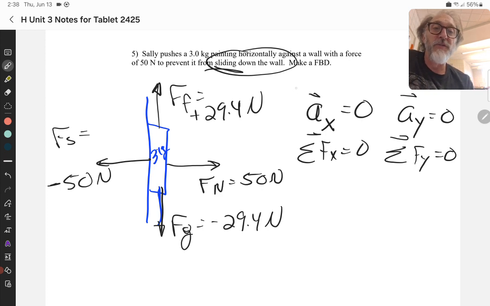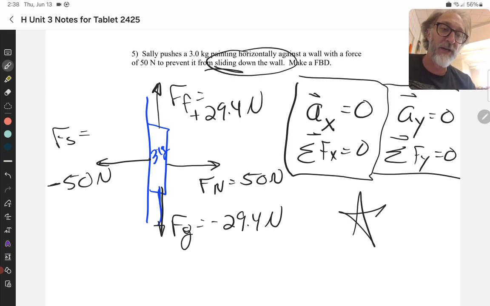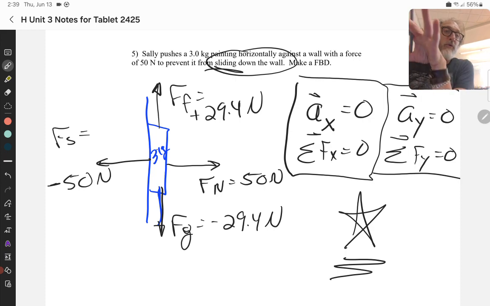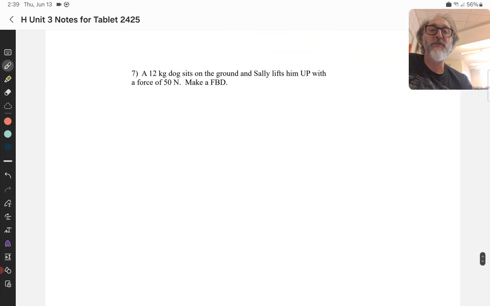This is a good one because it illustrates this idea of having 2 net forces and 2 accelerations, right? This trick is going to be really important moving forward, where you're going to have to think about horizontal net force and vertical net force. And we already did example number 6. Example number 7.